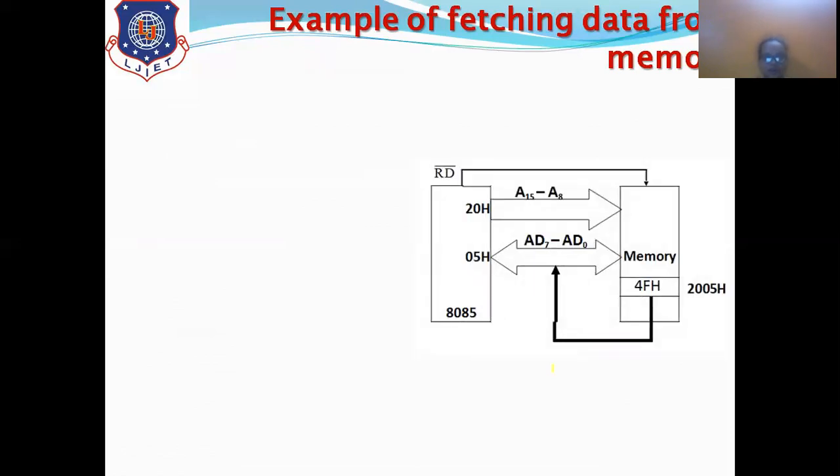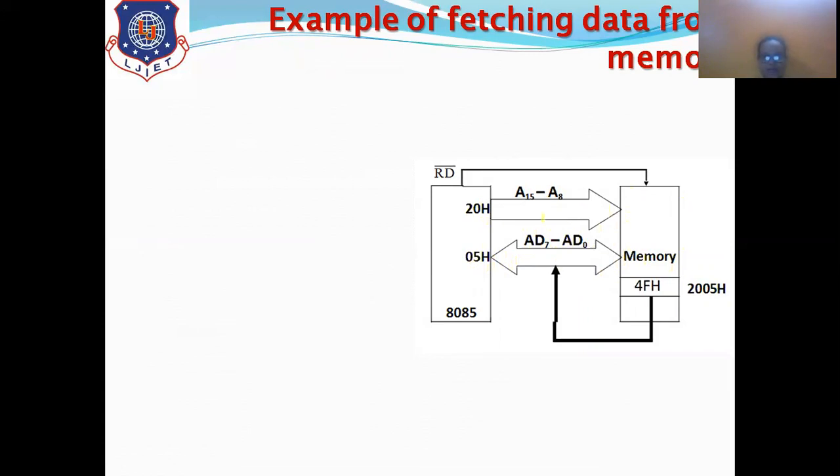Now we will take one example of how data can be fetched from memory. As shown in the figure, we have the address 20H on the higher order address bus and 05 on the lower order address bus. Now what happens? 20H will be transferred directly, and 05 will be transferred with the help of the demultiplexer IC with address latch enable. So 05 will be pointed to this memory.